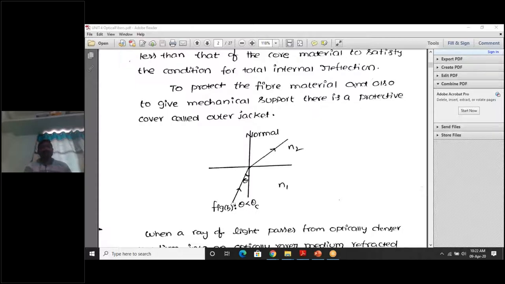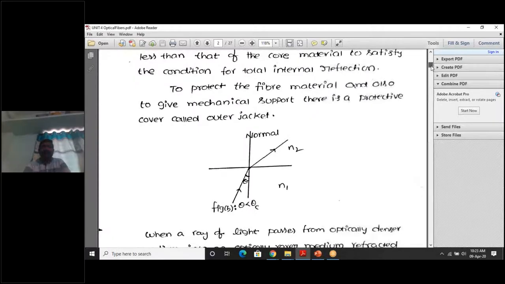So here if you incident a light ray with an angle of incidence theta, then what happens? This light ray undergoes refraction. This light ray enters from the denser medium to the rarer medium. This happens when the angle of incidence of the incident light ray is very, very less.